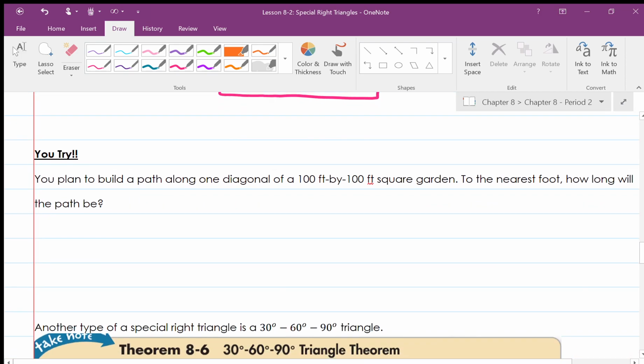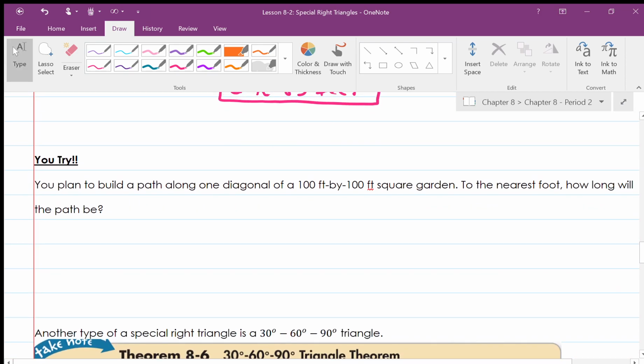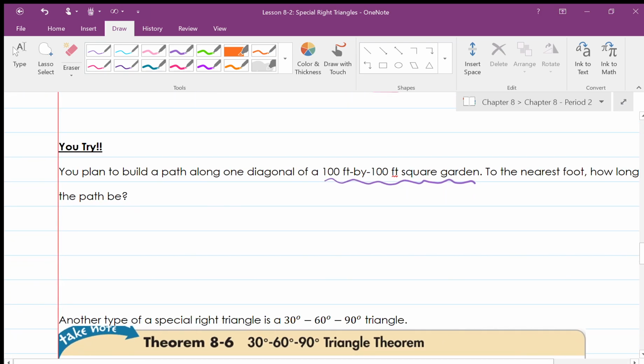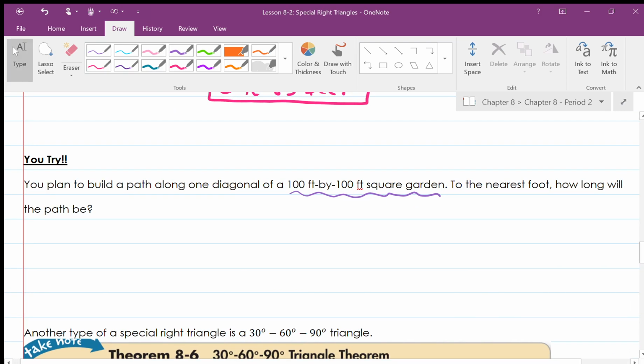So you guys are going to take the time to try your own. You try. If you like, you can pause the video and try it on your own. Take a minute here. Okay, it says, you plan to build a path along one diagonal of a 100 by 100 foot square garden. To the nearest foot, how long will the path be? Again, if you can't see it in your mind's eye, sketch yourself something so that you can visually see this image.